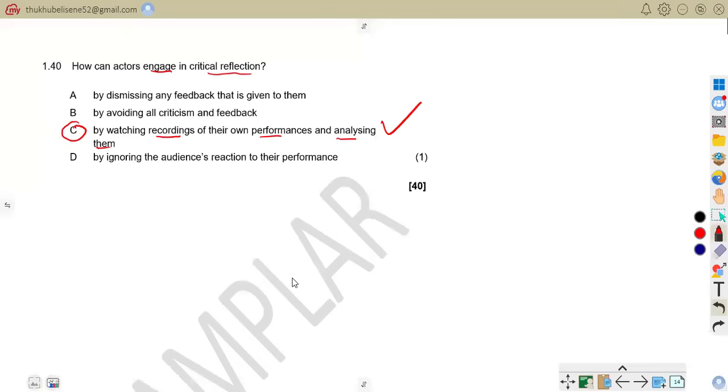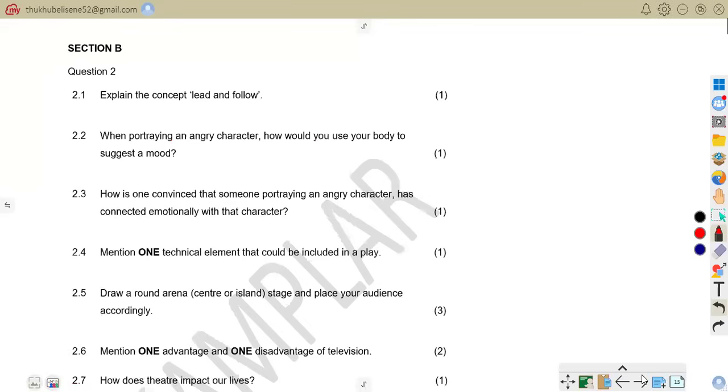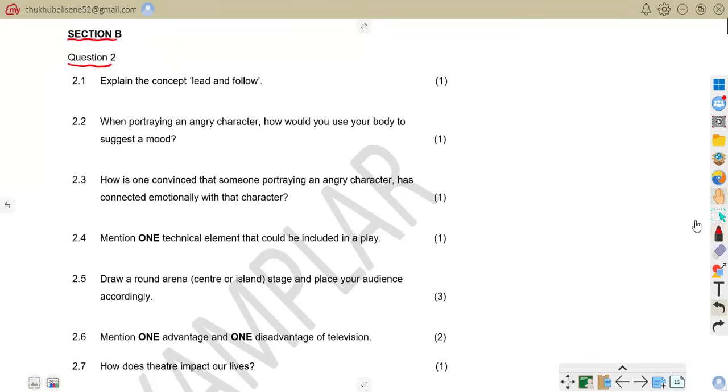Now we can go to section B. Here we are on section B, question 2. First, question 2.1: Explain the concept lead and follow.